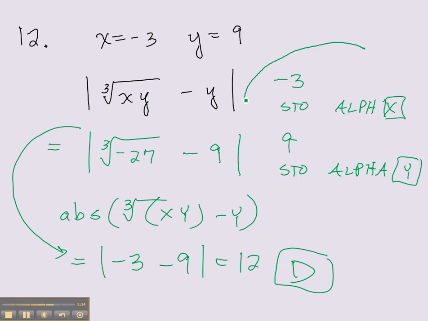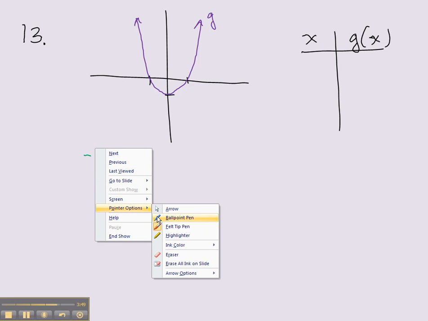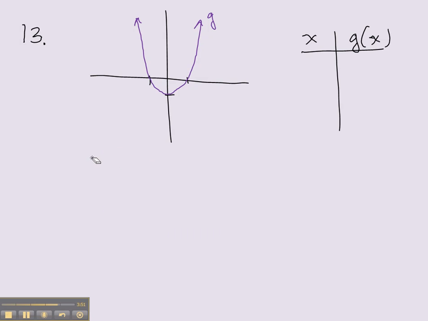Okay, 13. You might remember translations, or you may not. Either way, it doesn't matter. Your teacher may not have done these in Algebra 2, or he or she may have, but let's look at it. 13. This is the graph of g of x.